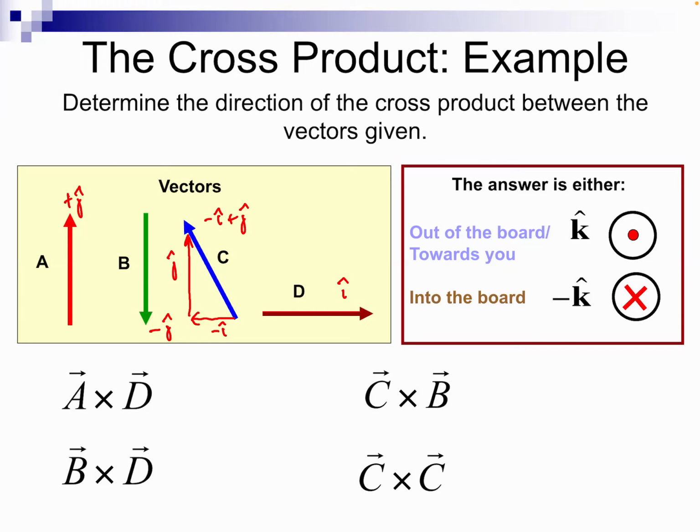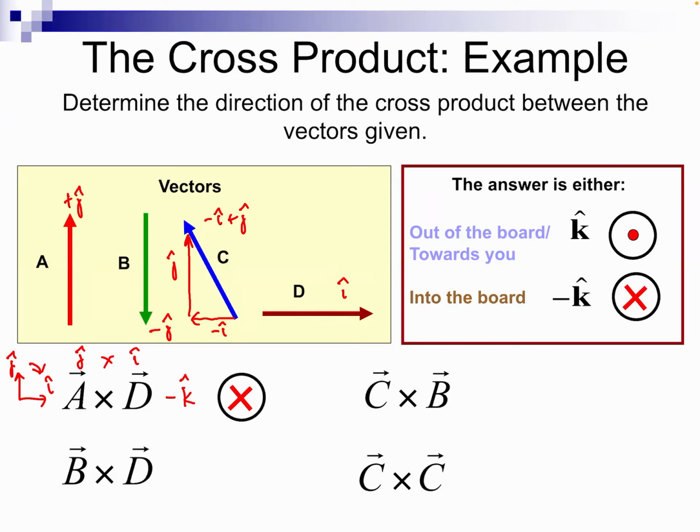Okay, so let's do A cross D. A cross D, you're essentially doing J hat crossed with I hat. So if you go to your coordinate system, to do the cross, you're doing a clockwise cross from J to I hat. So naturally, your answer will be K hat, but you're doing clockwise. So that will be a minus K hat. And minus K hat is going into the board.